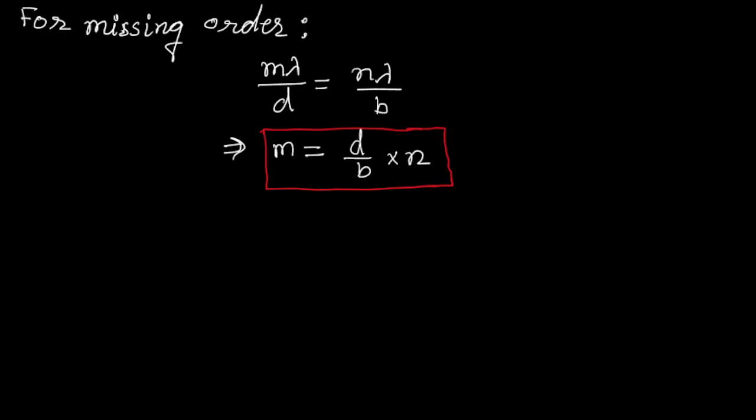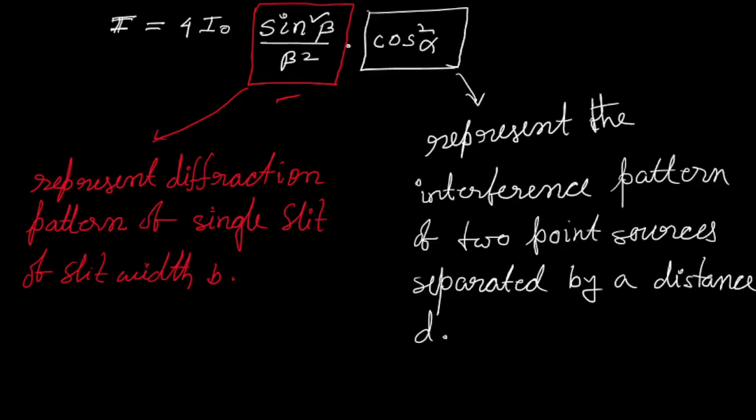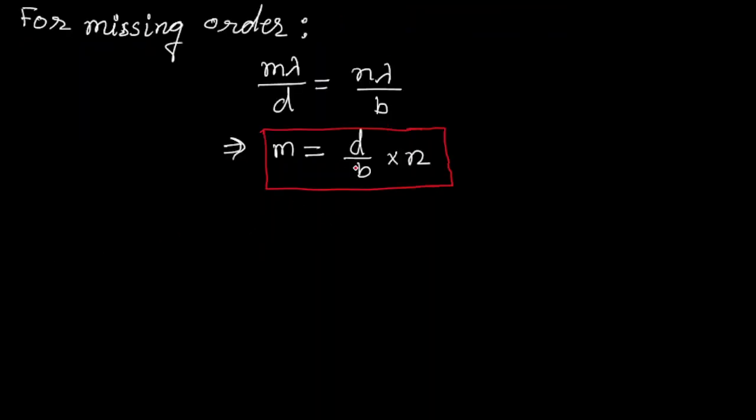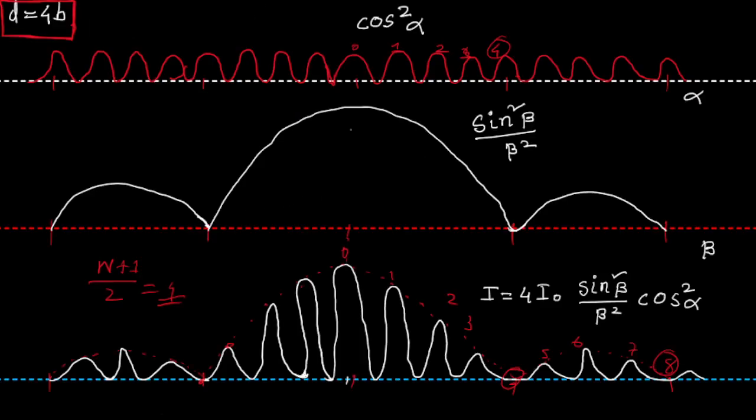And if we want to draw the intensity distribution associated with a double slit diffraction pattern, once we know this missing order, then we can draw how this diffraction pattern will look. For that, we have to know d by b. Here in this figure, I have assumed that in the experimental setup d equals 4 times b. The distance between two slits is equal to 4 times the slit width of the individual slits.